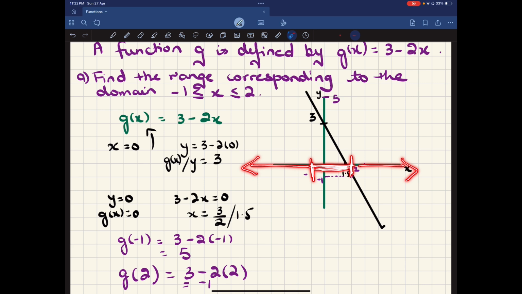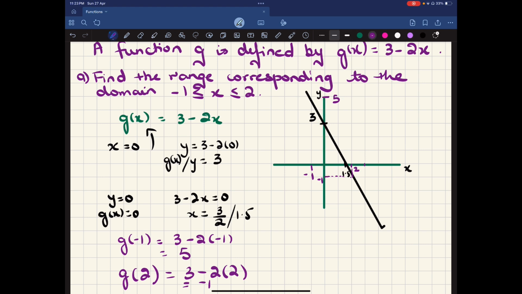Okay, so we want to see that for this domain, what are the possible y values that we can get. So -1 is going to give you the maximum value, which is 5, and 2 is going to give you the minimum value, which is -1. So the function is going to range between -1 and 5 for this domain.